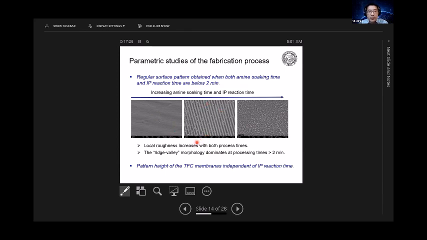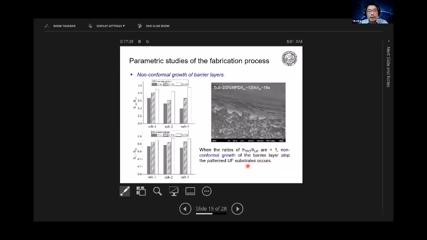So you can retain the patterns, and the height of the pattern obviously depends on the IP monomer concentration, because that dictates the growth and the structure formation. Now here's a summary of the pattern transfer fidelity. Here's a cross-section SEM showing you the barrier layer growing on the patterned UF. We look at how tall the patterned TFC membrane is divided by the substrate. Now you can imagine if you have conformal growth, so the polyamide layer is the same thickness both on the trenches and on the ridges of the pattern, the ratio will be 1, right?